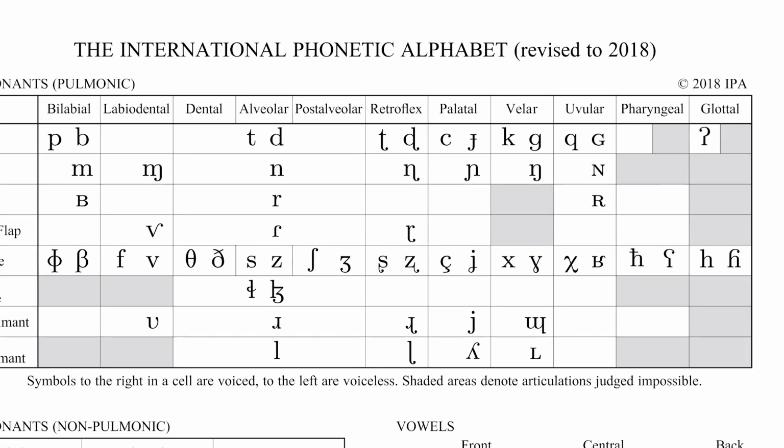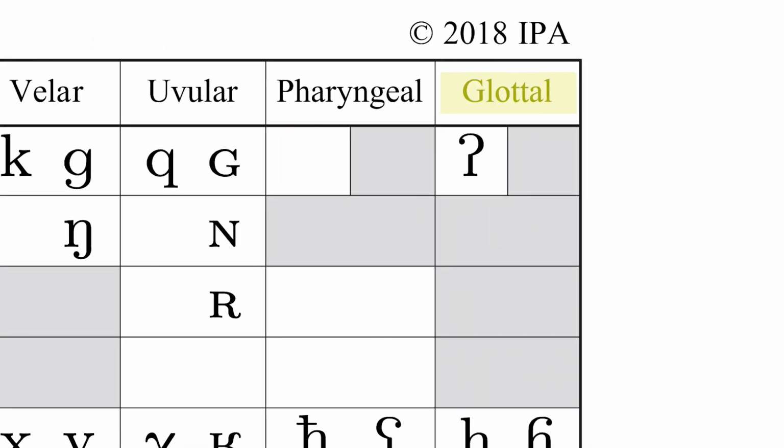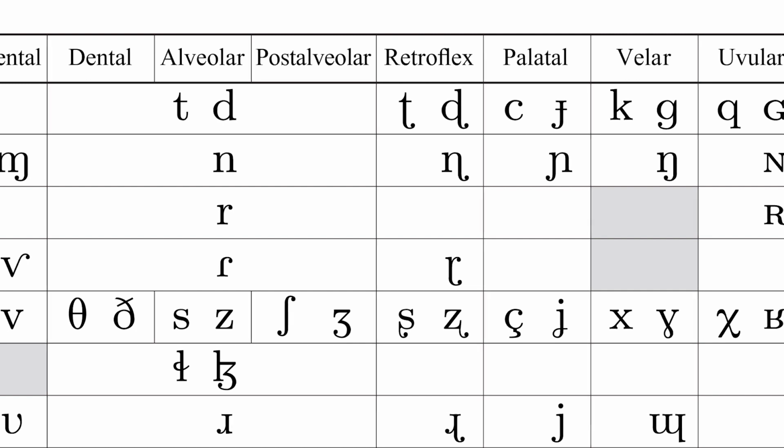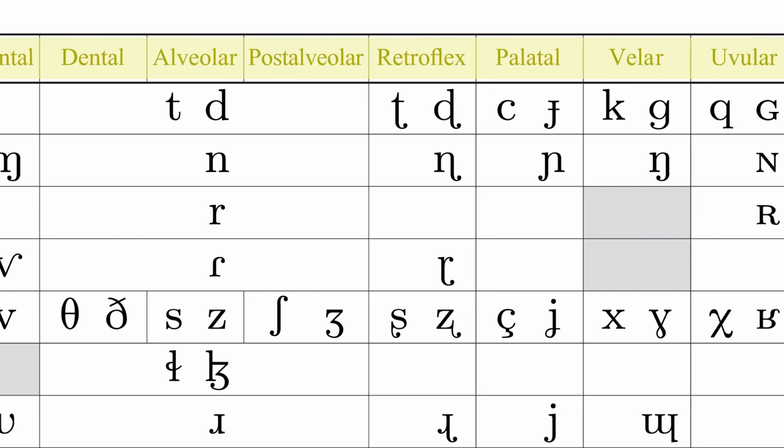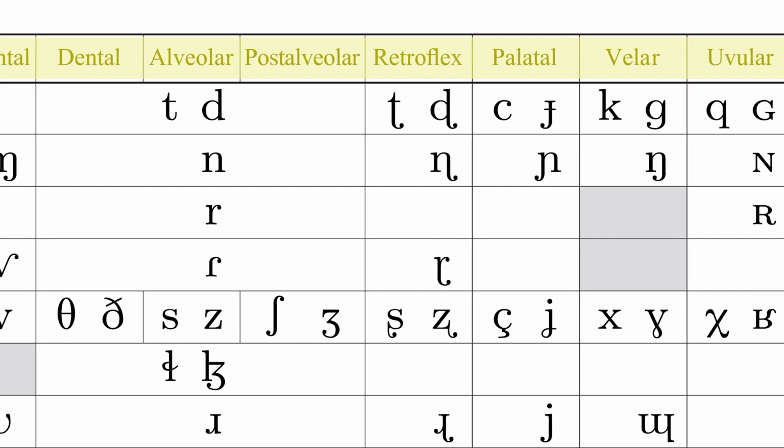Now, all the way to the rightmost column, you'll see glottal sounds. The name comes from the epiglottis, which is one of your articulators way back in the back of your mouth, almost at your throat. As you can see, the names of the columns oftentimes give you a hint as to what in your mouth needs to be touching in order to make the sound happen.